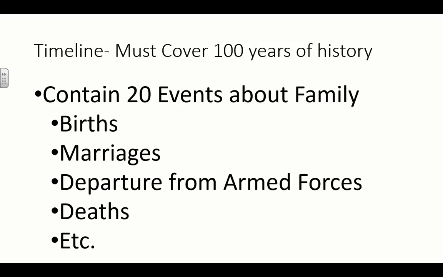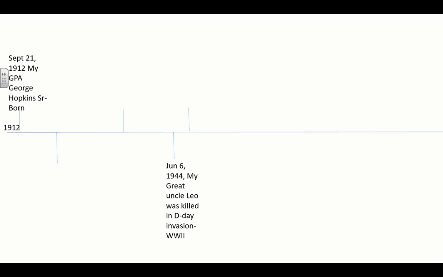The next option after the family tree is a timeline. It must cover 100 years of history and contain 20 big events about your family, so you can include lots of things here: births, marriages, departure from the armed services, deaths, etc. So this is just one I made very quickly. I have to divide it up and put 20 things on here. I've had people write this and they lose some points for the fact that it's very difficult to make it neat. I did have one person that made it into like a 6-foot long timeline. They did a pretty good job with it. Has to go back at least 100 years.